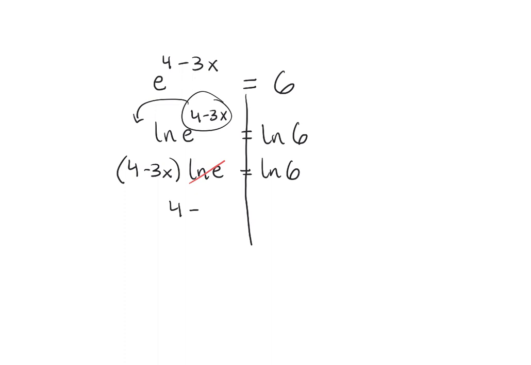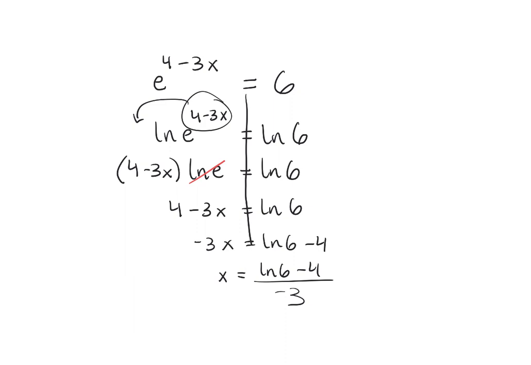So I have 4 minus 3x equals natural log of 6. So now let's just subtract 4 and then divide by -3. So x will equal the natural log of 6 minus 4 divided by -3. You can type that in your calculator and you should get, rounded, about 0.74.